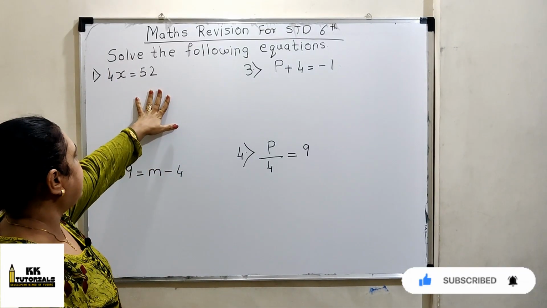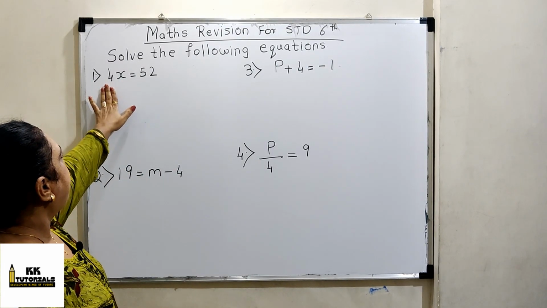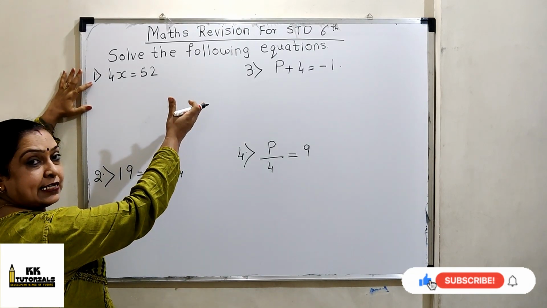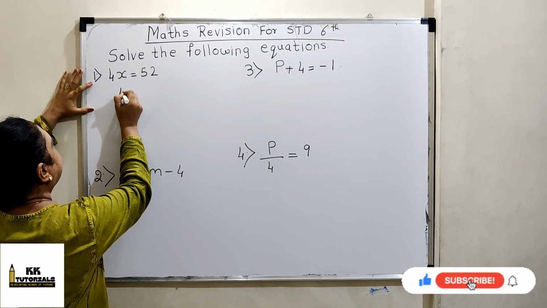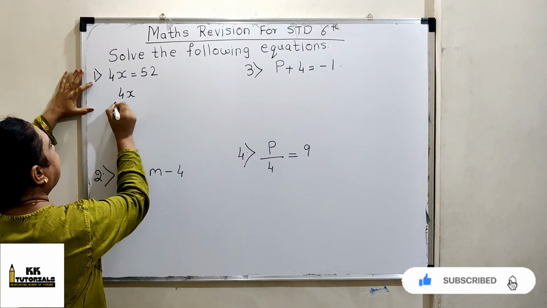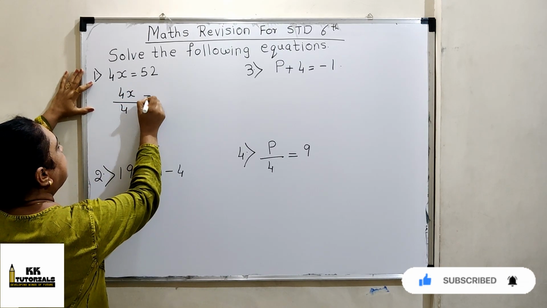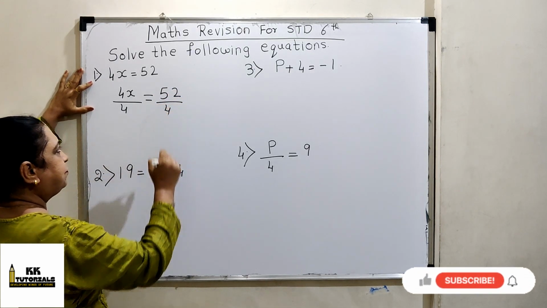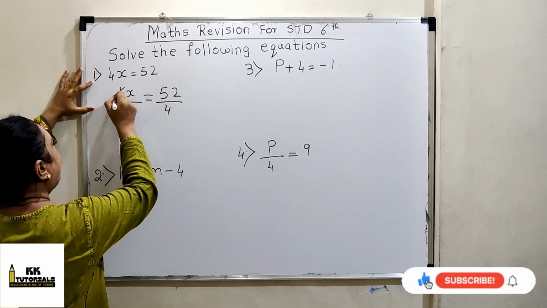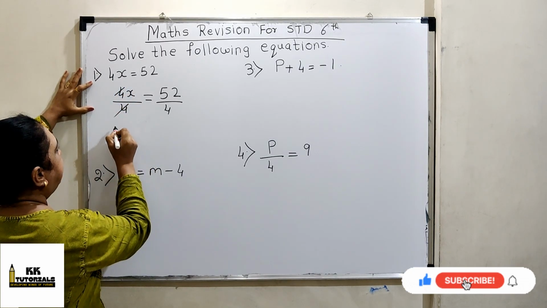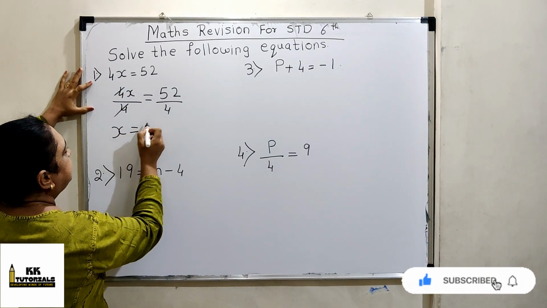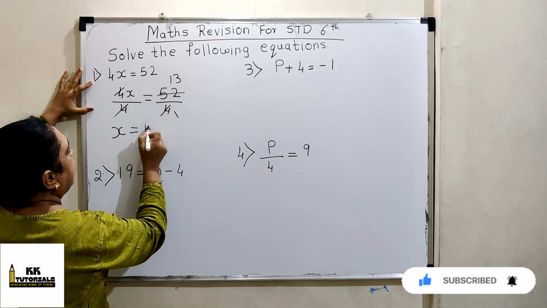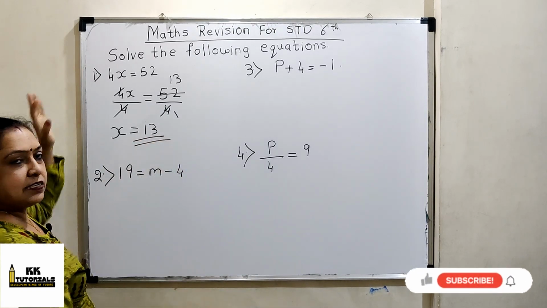Now solve the following equations. Number 1. 4x is equal to 52. So, dividing both the sides by 4. This 4x, we will divide with this 4, is equal to 52 upon 4. This 4 and this 4 will be cut. Now, x is equal to, 4 ones are 4, 13s are 52. So, x is equal to 13.